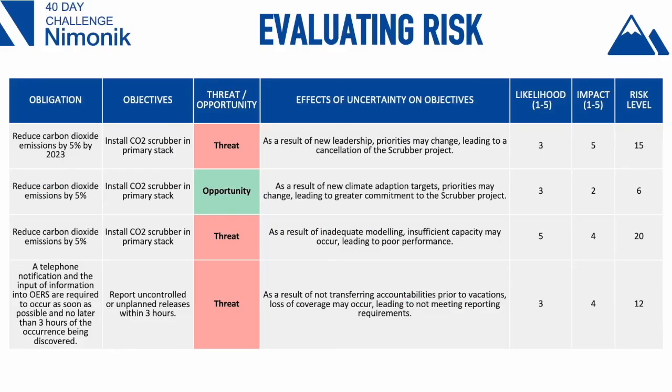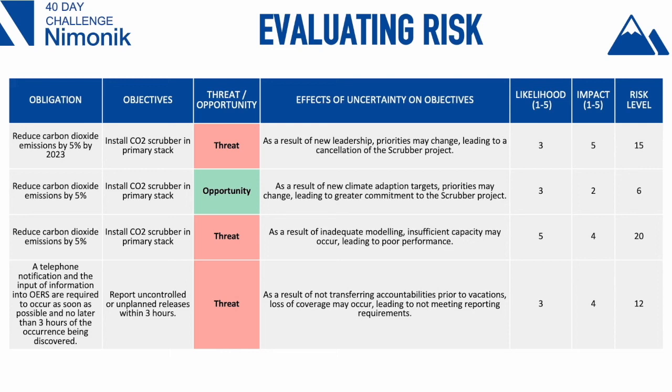So here's what you can do this week: add some risk columns to your internal obligations register. And it looks like this. We're going to send you the slides so you have this. But I'll go through the first one here to give you an example. We have an obligation, and it's to reduce the carbon dioxide emissions by 5% by 2023. That's our commitment. And we've got a number of objectives, perhaps, and here's one of them, which is to install the carbon dioxide scrubber on the primary stack. Right? That would help to scrub out that carbon dioxide. That would be good. Okay. So that's the objective, that's the obligation.